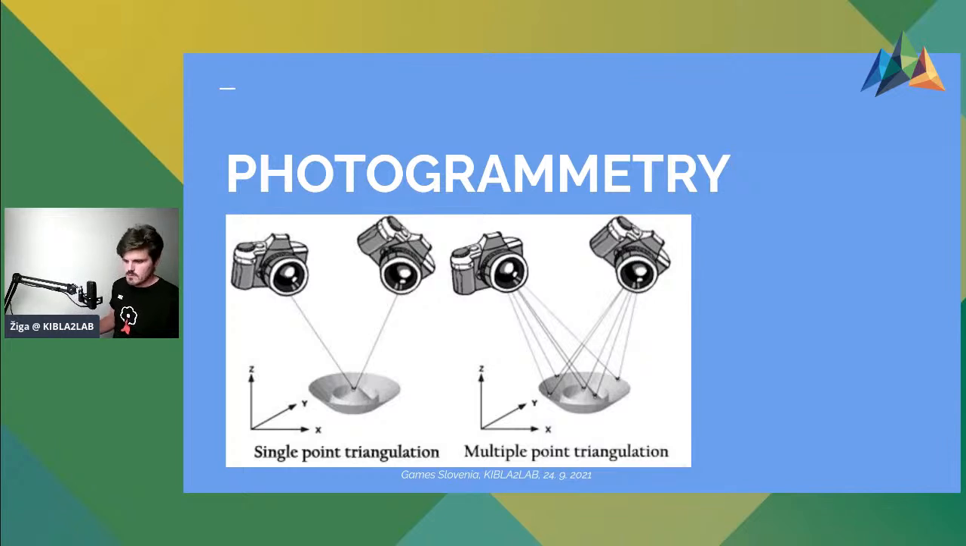So what you get, for example, from laser scanning, it generates the point cloud, connects those dots together to create a polygon mesh, and then it can project the textures onto the mesh from these multiple pictures.